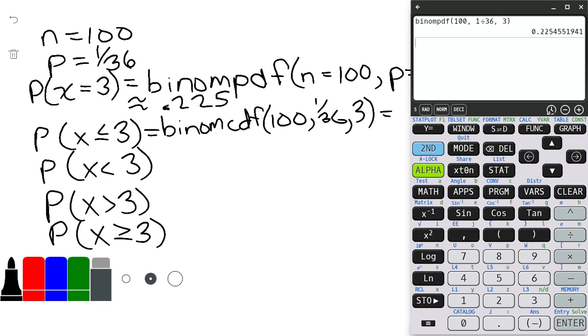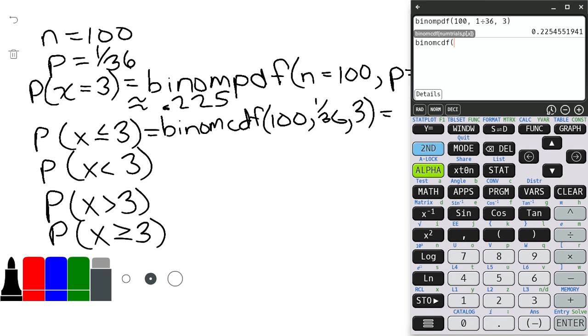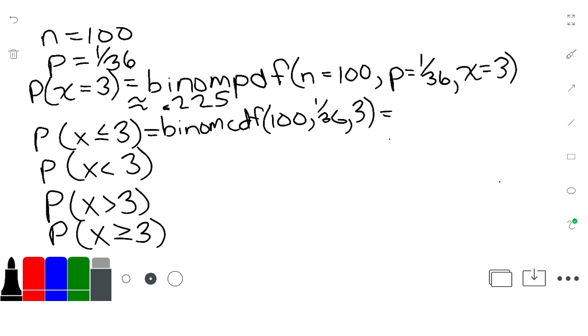So this time, second vars, binomial CDF, and you'll see how much of a difference there is between PDF and CDF. So approximately 0.698. So there's approximately a 70% chance that if you play 100 times, you're going to win 3 times or fewer.